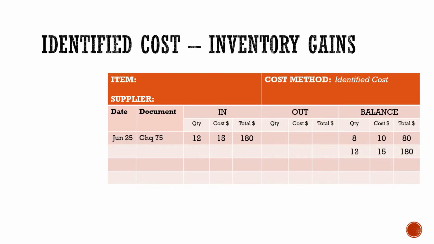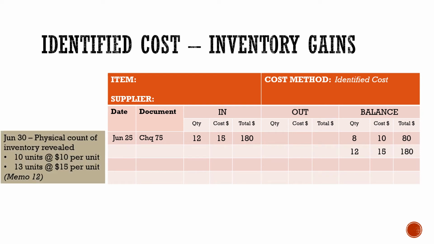Now we're going to record the inventory gains using the identified cost method. So in our current records, we can see that we should have a balance of 8 units at a cost price of $10 and 12 units at a cost price of $15. But in our physical count, we have found that we have 10 units at $10 and 13 units at $15. So the first thing that we do is to update the balance to show the number of units and the cost prices based on the physical count that we have done.